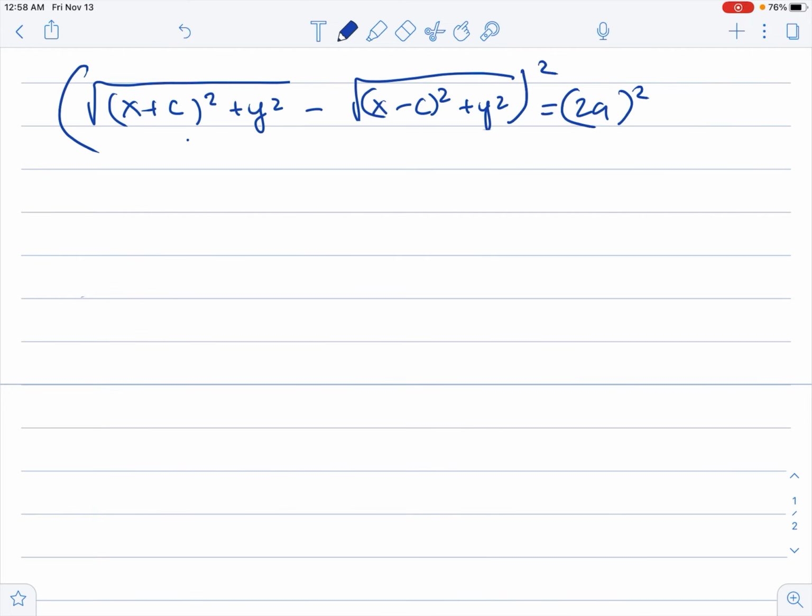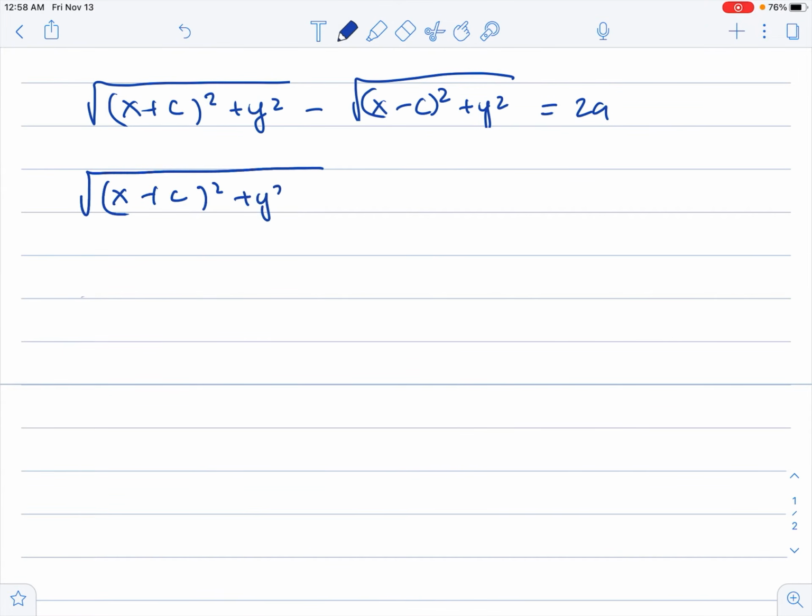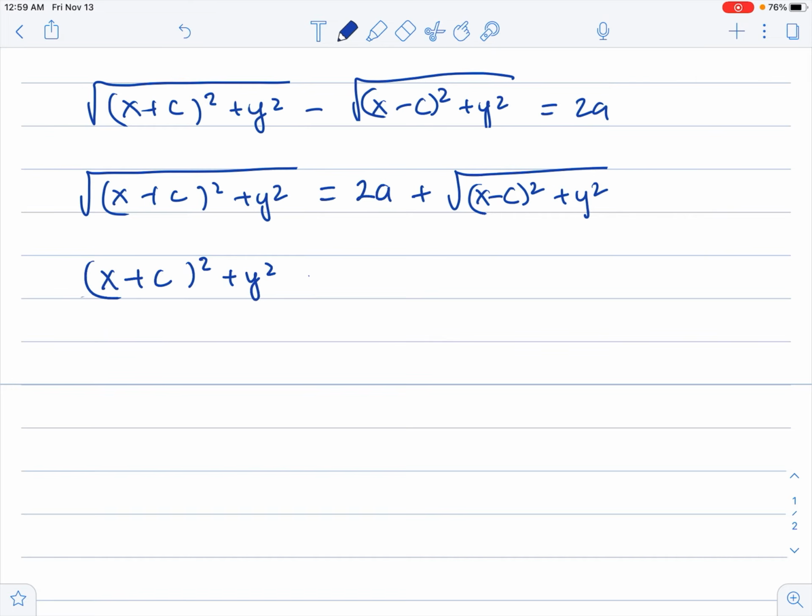So medyo masalimuot siya. Ang gagawin natin ay we remove one of the radicals from the left-hand side. So we have square root of x plus c, quantity squared, plus y squared is equal to 2a plus square root of x minus c, quantity squared, plus y squared. So, nag-add ako ng square root of x minus c quantity squared plus y squared to both sides. Now, pwede na natin i-square yung both sides. We have, pag in-square natin to magiging x plus c quantity squared plus y squared. Wala na siyang radical kasi in-square na natin siya.